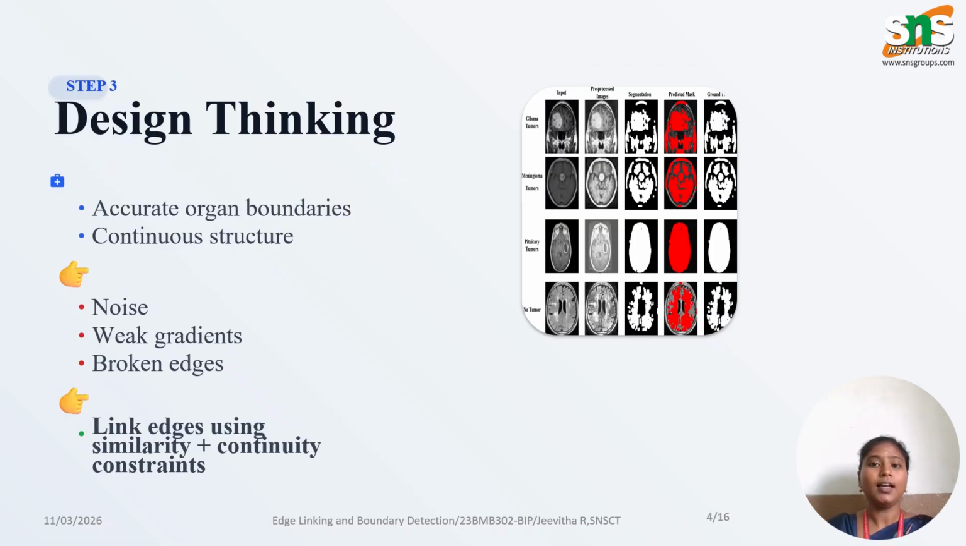Now let us think like engineers. Our goal is to detect accurate boundaries of organs or structures, but we face problems like noise, weak gradients, broken edges. So we need a strategy. The idea is to link edges based on similarity, like intensity, gradient, continuity, smooth connection. So instead of randomly connecting edges, we apply constraints to ensure meaningful edge linking.